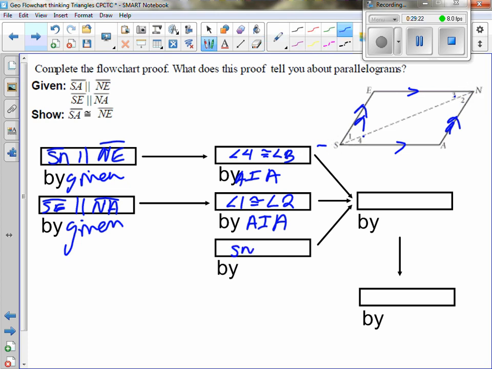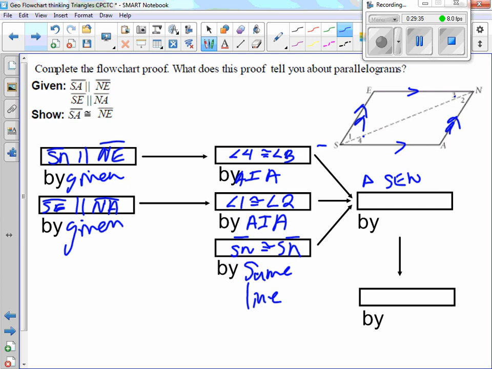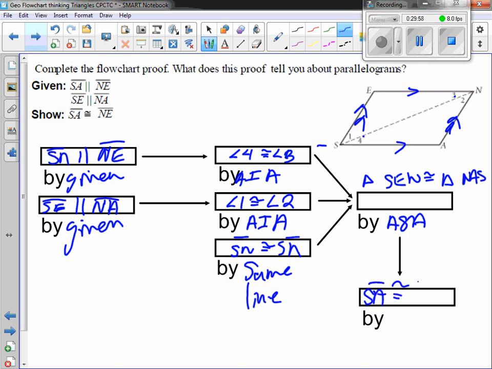And we have that SN is congruent to SN. It's the same line. So I can say triangle SEN is congruent to triangle NAS, so I went 1, E, 3. So 1 and 2, I need NAS by angle, side, angle. So we can say that SA is congruent to NE by CPCTC.